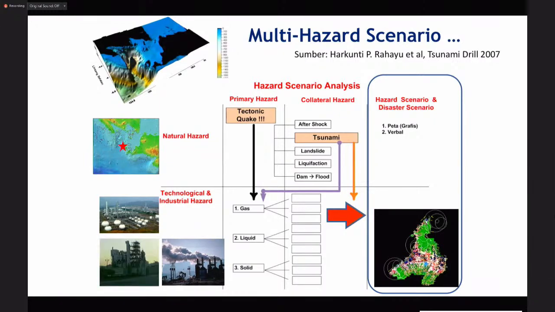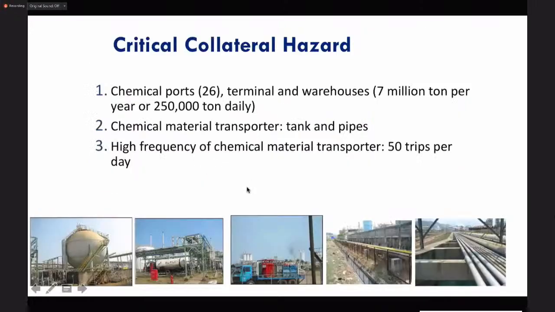And also we can infer that most of the impact on the industry will be carried by the tsunami inundating the area. So this is important, also based on what we did in Cilegon, that the critical collateral hazard should be mapped also. For example, there are about 26 chemical ports.